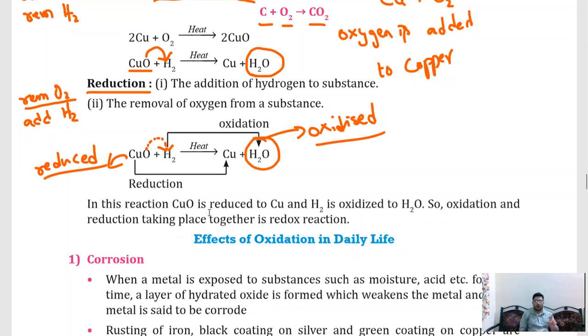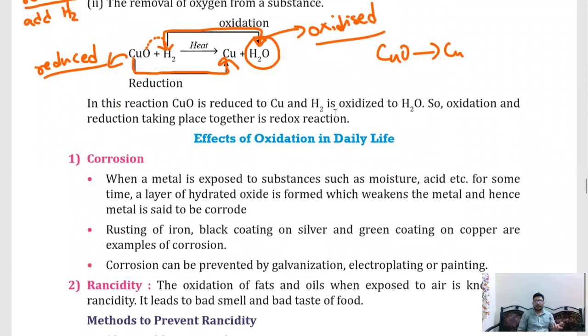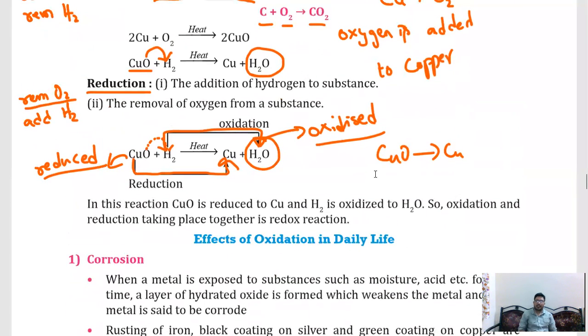In this reaction, copper oxide is reduced to Cu, meaning CuO is becoming Cu. So that is why you mention one arrow mark: CuO is becoming Cu, reduced, or reduction, you can write. Hydrogen is becoming H2O, you can mention oxidation, like that. So Cu is reduced and H2 is oxidized to H2O. So oxidation and reduction are taking place together. Now in a reaction, if you find oxidation and reduction both, it is known as a redox reaction.